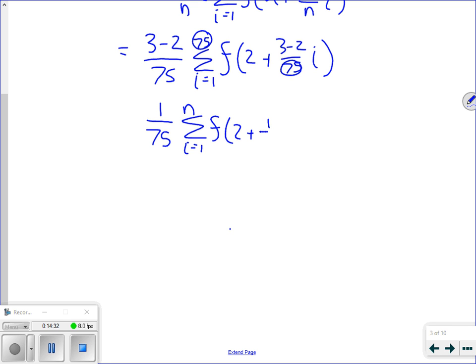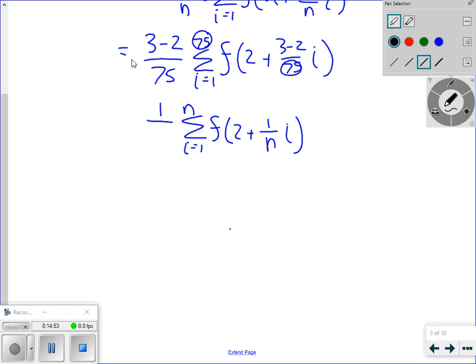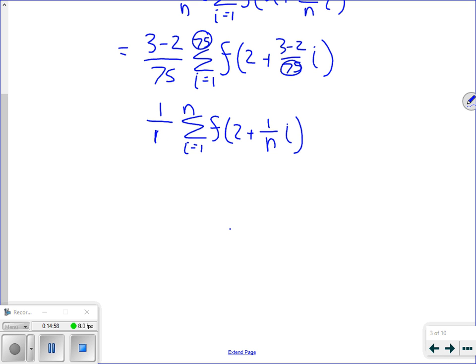So we got 2 plus 1 over 75. I'm sorry, not 75. Let's call that n, because this is going to simplify things for us a little bit. So that's 1 over n i. And you can see right here at the 75, I left that as 75. I'm trying to prove a point here. So don't plug in just yet, because I promise you're going to see it's going to make our lives a little bit easier. All right.